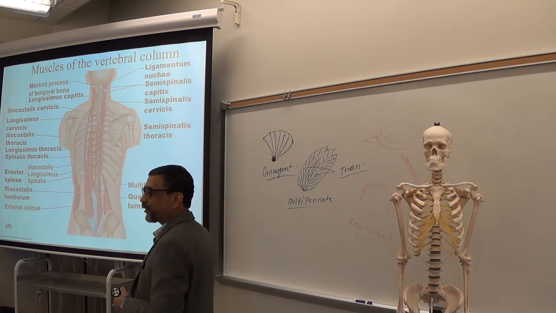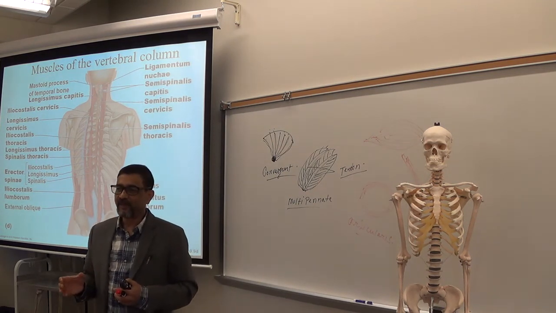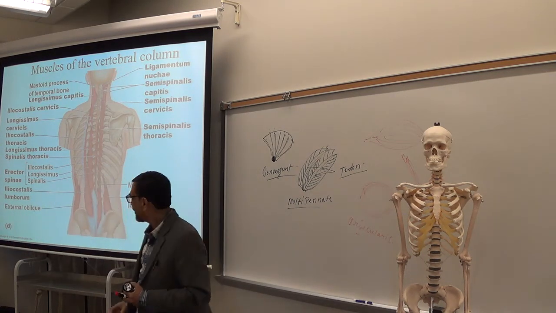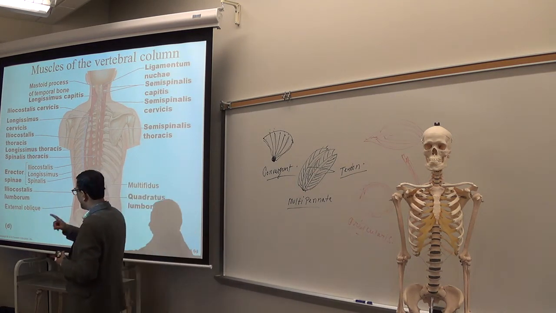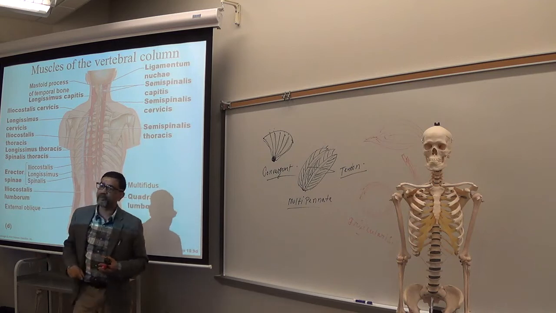So, erector spinae is a group of muscles. It is not a single muscle. Inside erector spinae, you will see three muscles. You have to remember iliocostalis, longissimus, and spinalis.